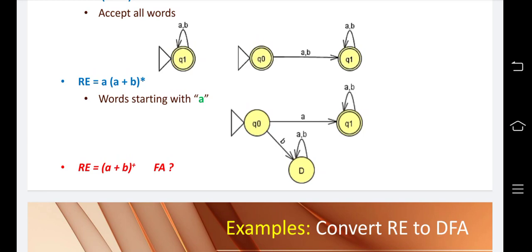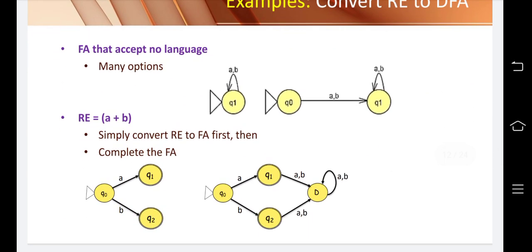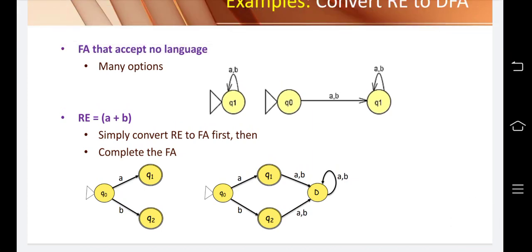So you need to construct a finite automata for that regular expression, and you have to submit it in the next class. The next example is a finite automata that accepts no language. If this type of question arises, it means that you have to construct a finite automata of any type, but there will be no final state. There will be no final state. So in Q1 there is no final state, and also in this finite automata there is no final state.